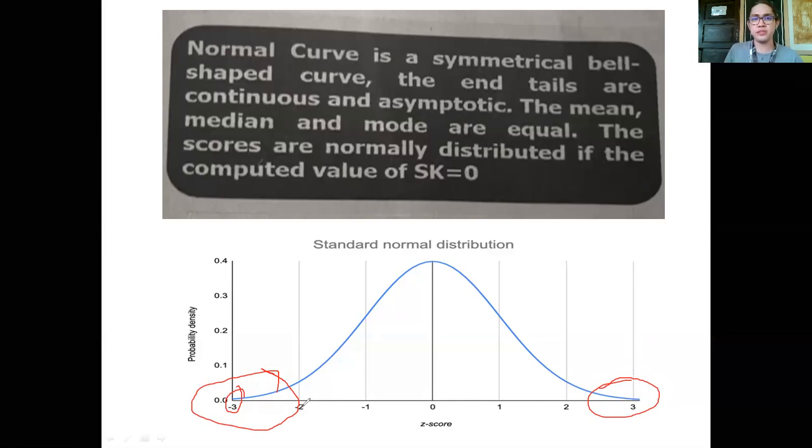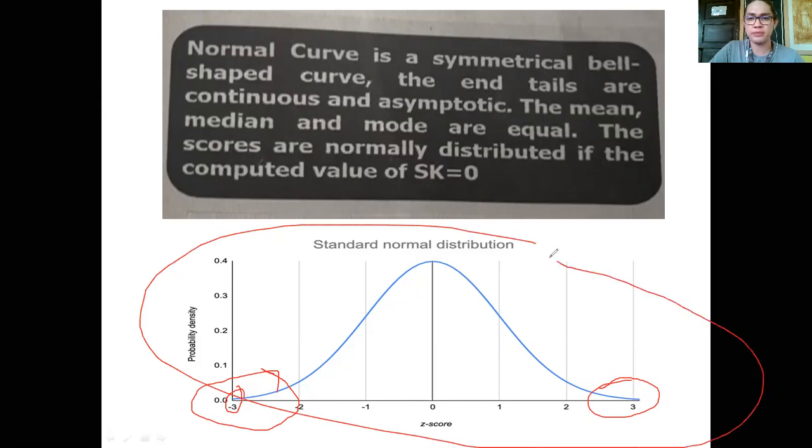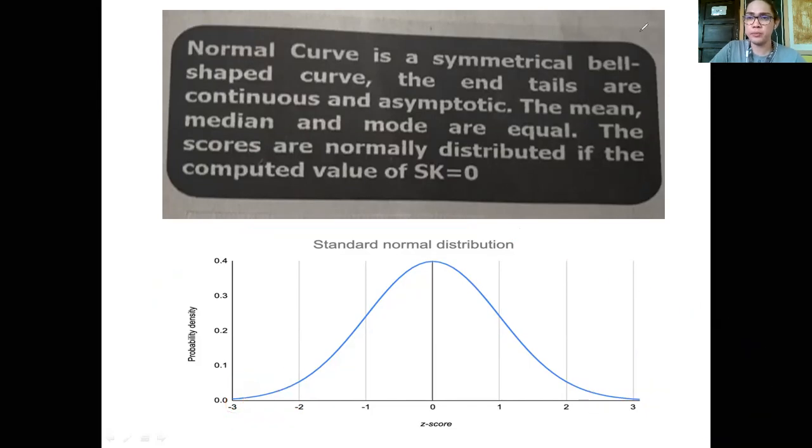So meaning to say, when we say the normal curve, that means the mean, median, and mode are equal. We don't have an issue about that one, okay? And when you add their probabilities, the answer is always 1. Then the scores are normally distributed if the computed value of SK or skewness is equal to 0. So I want you to remember this one. This is an example of a bell-shaped graph, which is under a normal distribution.